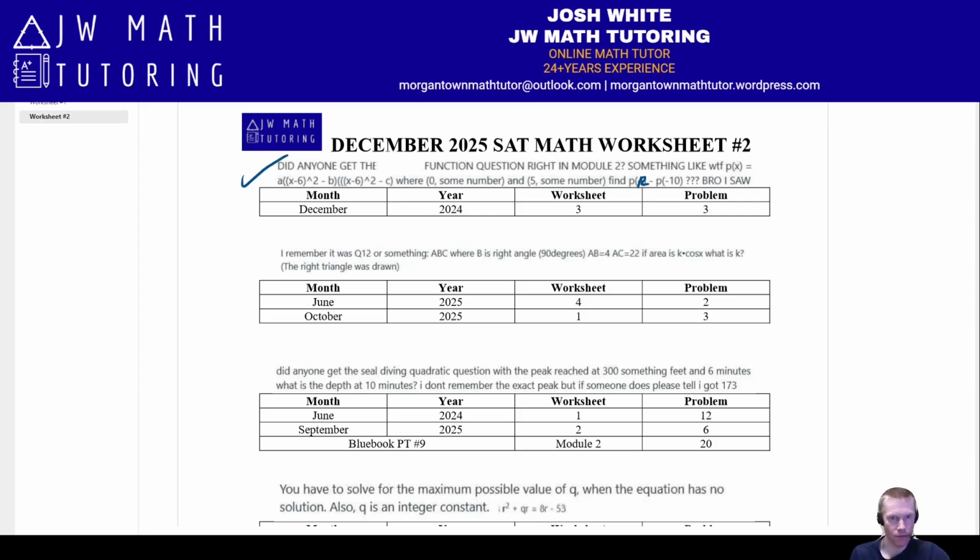Okay, next up. So let's check that one off. This is a right triangle, and you're given 2 of the sides, and they tell you that the area is equal to, like, k cosine x. Find the value of k, which is a constant. So this problem was covered both in June of 2025 and October 2025. Go check out those videos if you had this problem and want to see how to solve it.